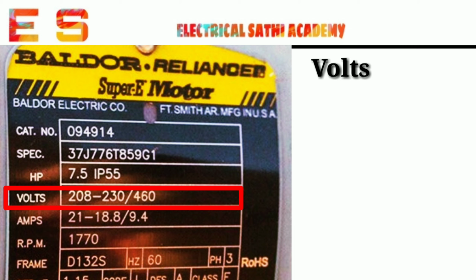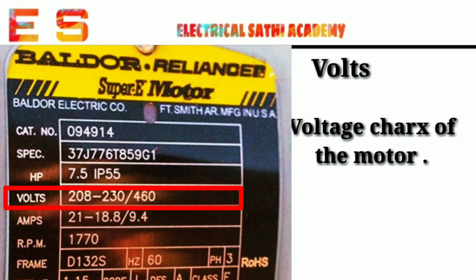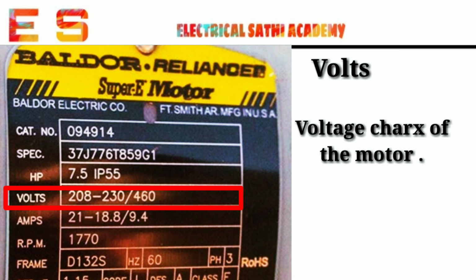Volts. It indicates the voltage characteristics of the motor. If the winding of the motor is delta connected, the rated voltage that must be supplied to the motor is 208 to 230 volt. Similarly, if the winding of the motor is star connected, the rated voltage that must be supplied to the motor is 460 volt.